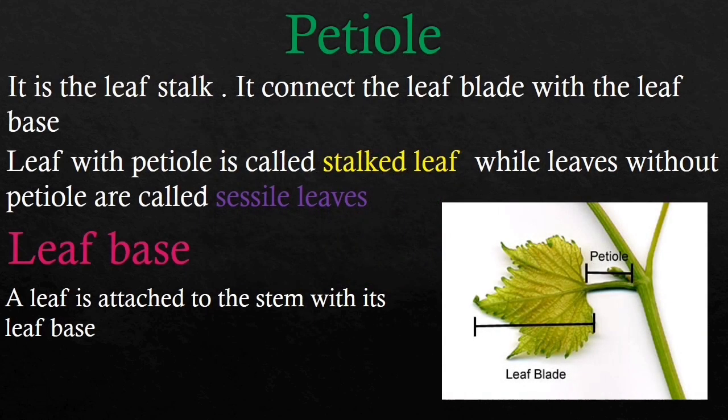Petiole. It is the leaf stalk. It connects the leaf blade with the leaf base. A leaf with petiole is called a stalked leaf, while leaves without petiole are called sessile leaves. What is leaf base? A leaf is attached to the stem with its leaf base.